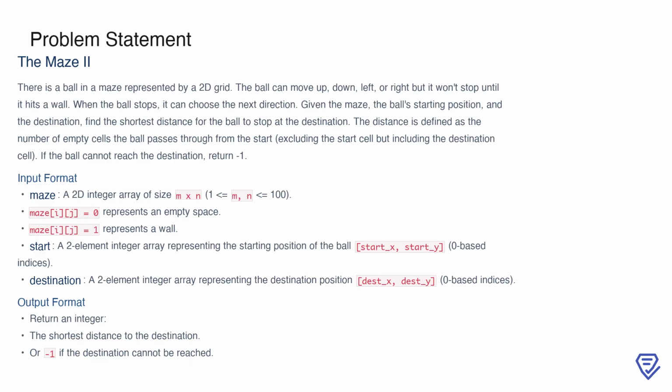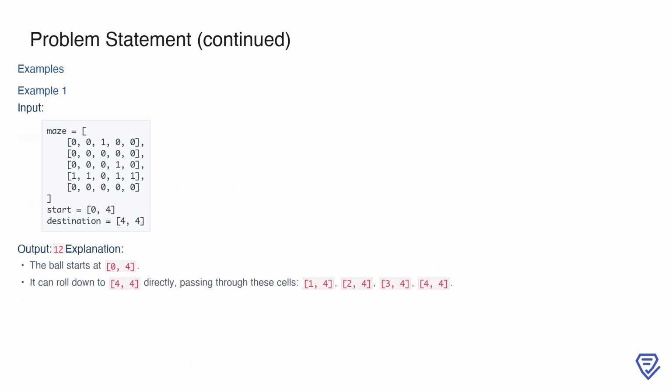The input consists of the maze itself, the starting position of the ball, and the destination position, all provided as coordinates in the grid. The maze cells are represented by 0 for empty spaces and 1 for walls, and the grid size can range from 1 by 1 to 100 by 100. To understand the problem better, let's look at an example.